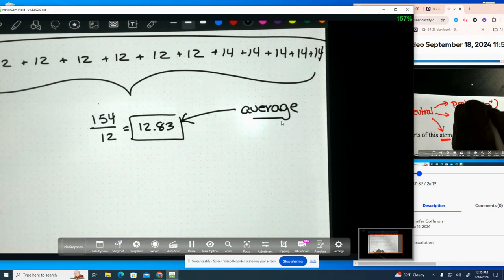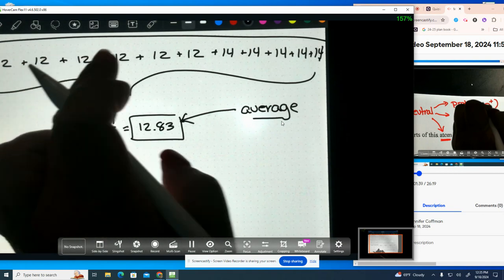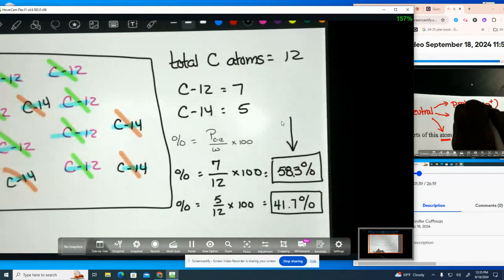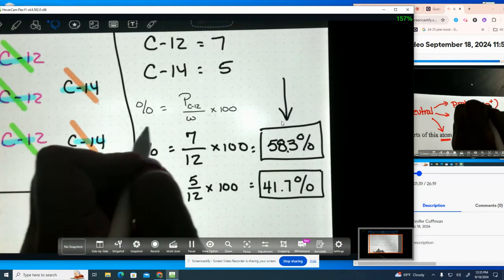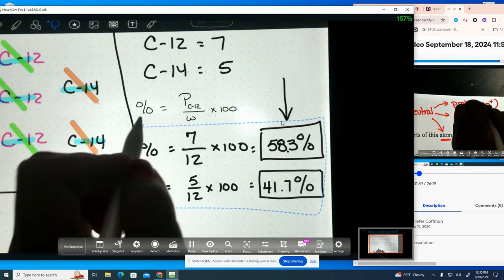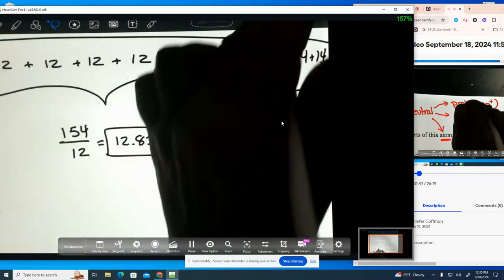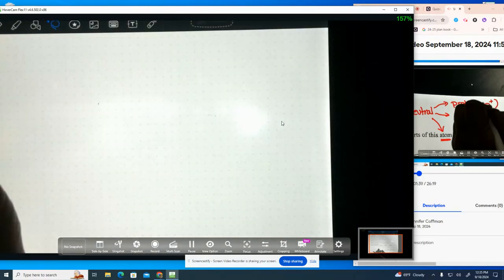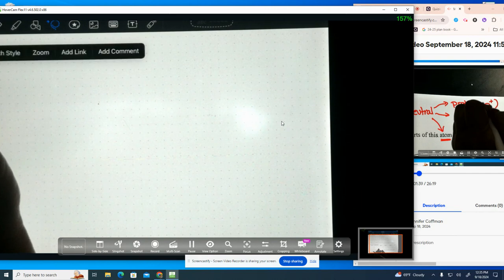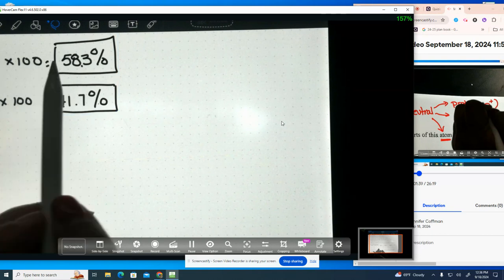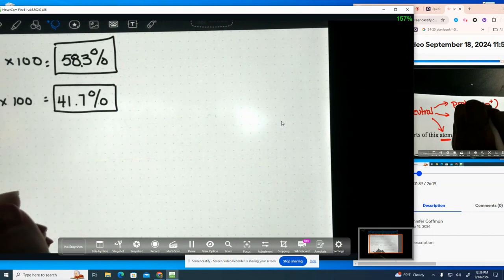The way that you have to do it, because you can't physically count atoms. Right? What we'll do is, I need the percentages. Let me just take a copy of this. Copy. And let's do paste. Okay. So here we have 58.3% of carbon 12 and so 41.7% of carbon 14.